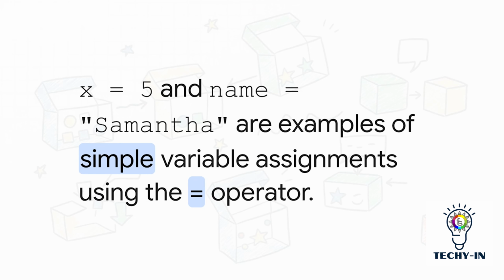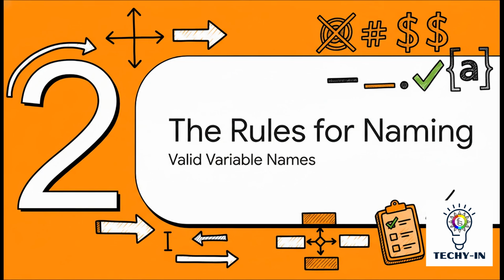You use a single equal sign, we call that the assignment operator, to give a value to a variable name. So here, we're basically telling the program, hey, from now on, whenever I say X, I mean the number 5. And whenever I mention name, I'm talking about the text Samantha. Easy, right? Now, as tempting as it might be, you can't just name a variable anything you want.